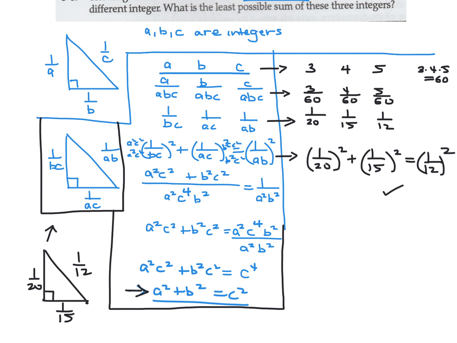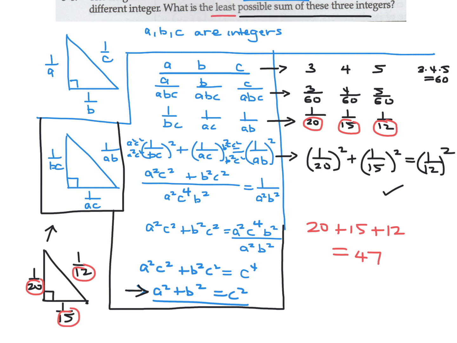Now, finally, we want the sum of those three integers. What are the three integers? Well, the three integers are 20, 15, and 12. So the sum of those is 47. And they wanted the least possible one, and the least possible one is obtained by using the smallest Pythagorean triple at the very beginning.